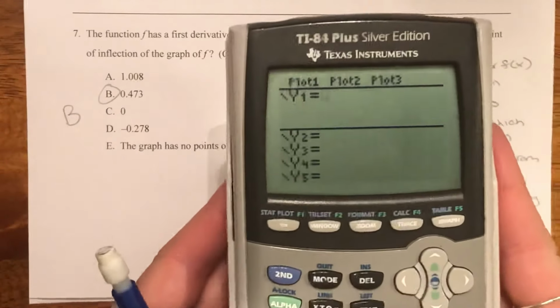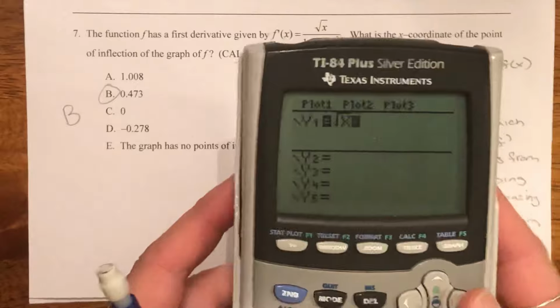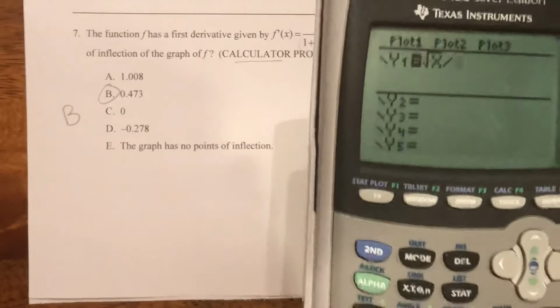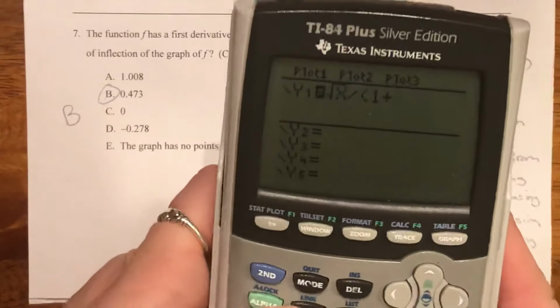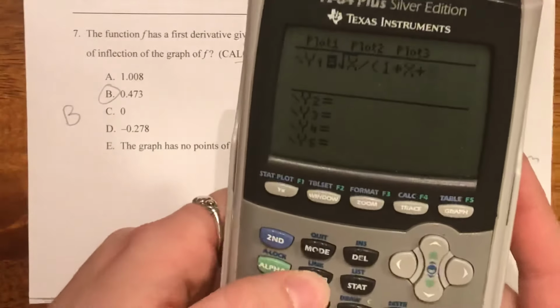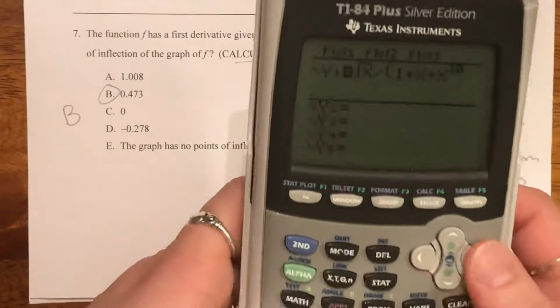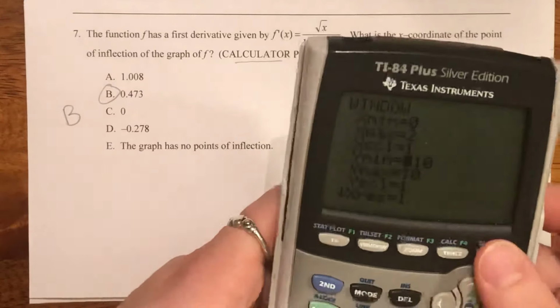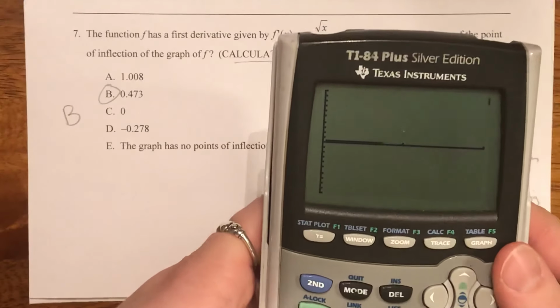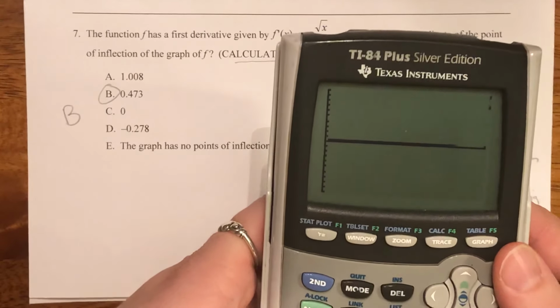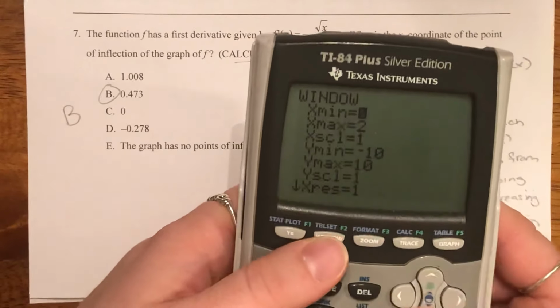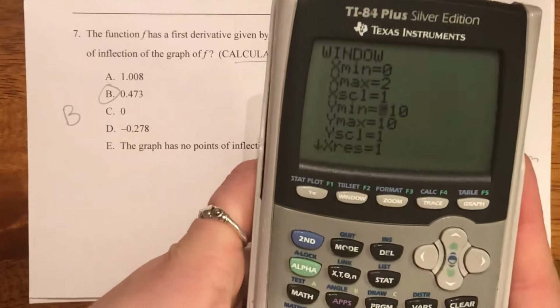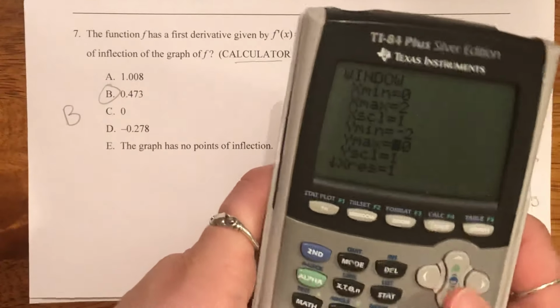So a couple things on this one. You can do the square root of x. Make sure when you divide, you put 1 plus x to the third. Really important. Make sure you close your parentheses. And my window, it looks okay. Oh, maybe not. I can't really see much. So what I'm going to do is I'm going to zoom in so I can see a little bit more of the y values. So how about -2 to 2?